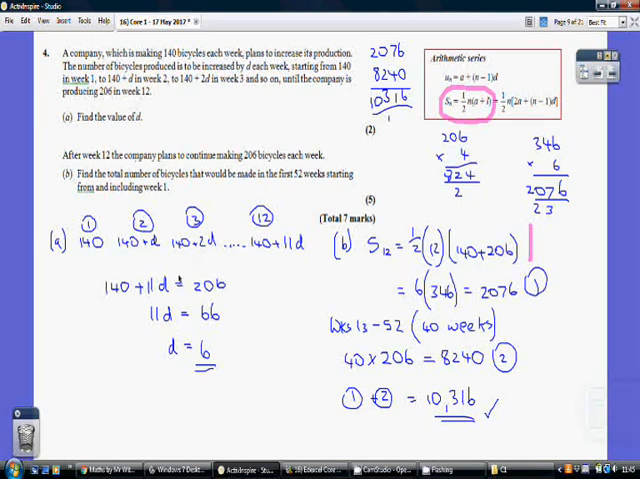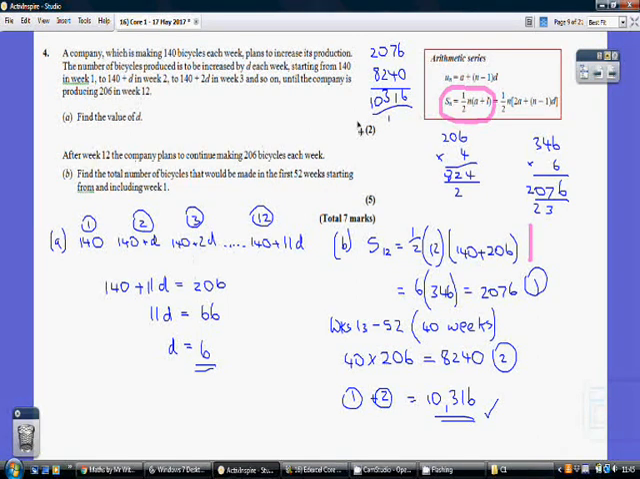So we've constructed an equation to solve. So take away 140 from both sides, divide by 11, we get D being 6. Now we're told then that after week 12, the company plans to carry on making 206 bikes each week. Find the total number of bikes we'll be making the first year, in the first 52 weeks.